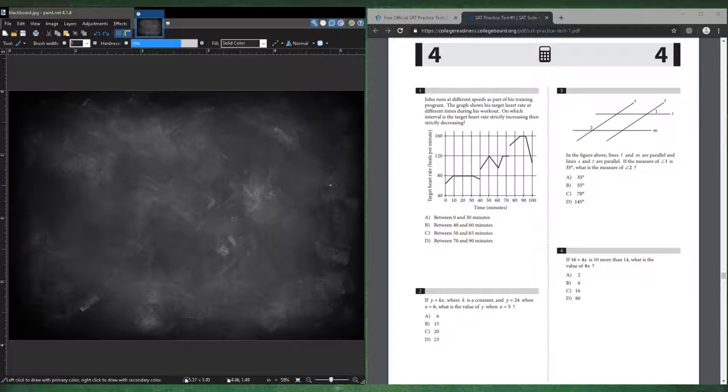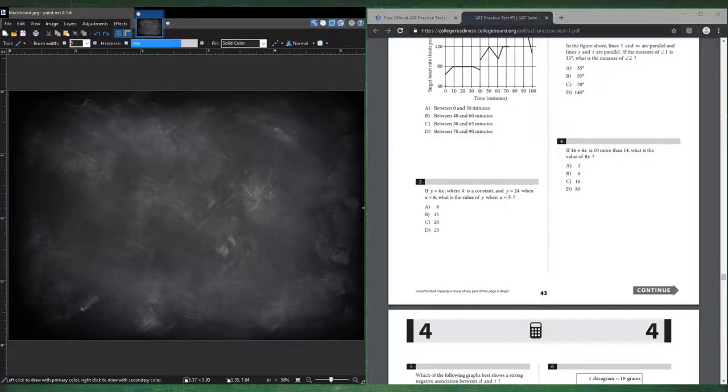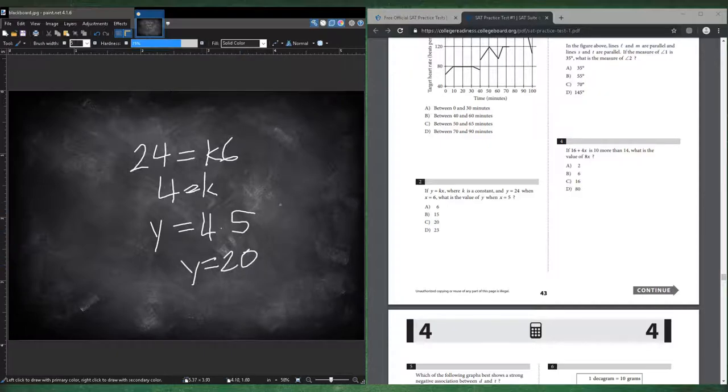Pretty basic question, it's just a basic chart interpretation. If y is equal to kx, where k is a constant, and y is equal to 24 when x is equal to 6, what's the value of y when x is equal to 5? So when y is equal to 24, then x is equal to 6. That means k has to equal 4. So we need to find out what y is when x is equal to 5. So y is equal to 20. So the answer is C.